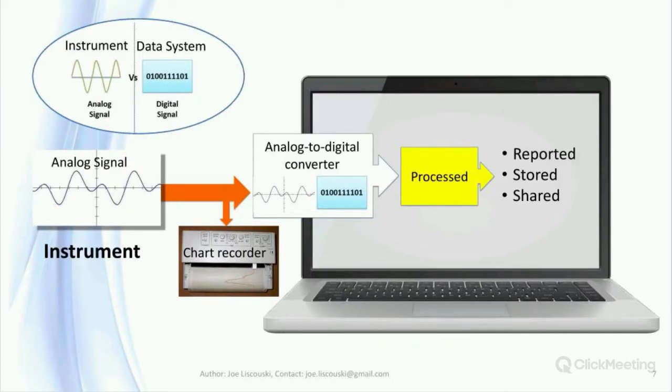In modern instrument data systems, the analog signal produced by the instrument might still go to a chart recorder, but more commonly, it's directed to a computer system. The analog signal is converted to one or more digital values using an analog to digital converter, then processed and finally reported, stored, and shared over a network.